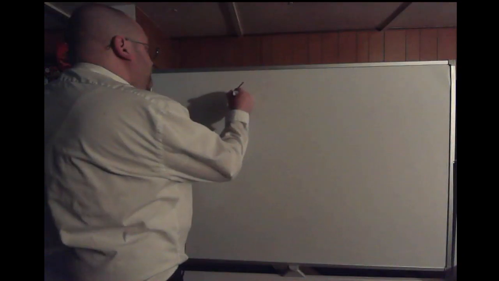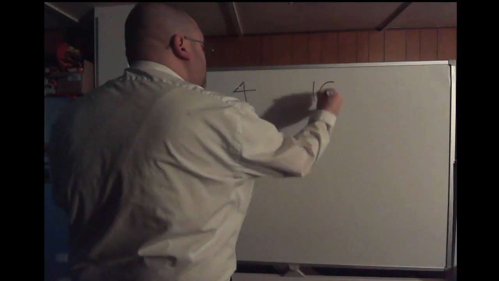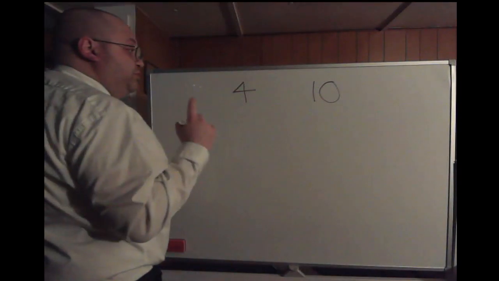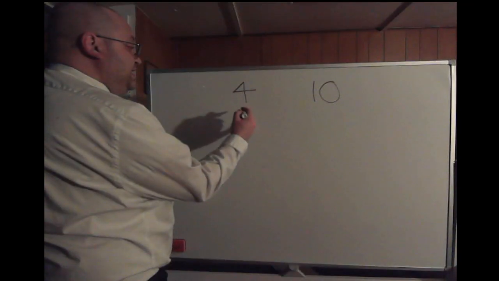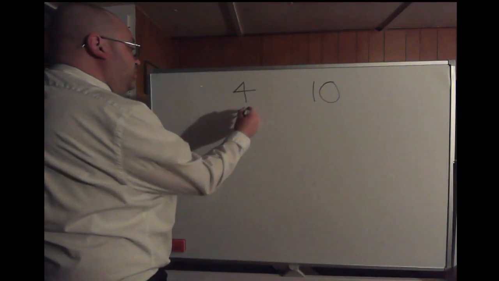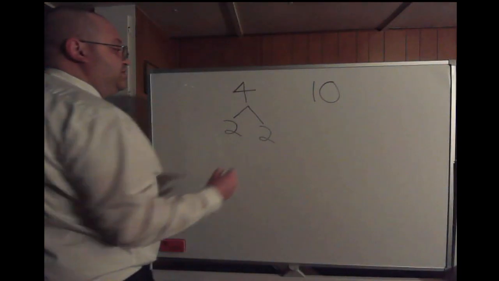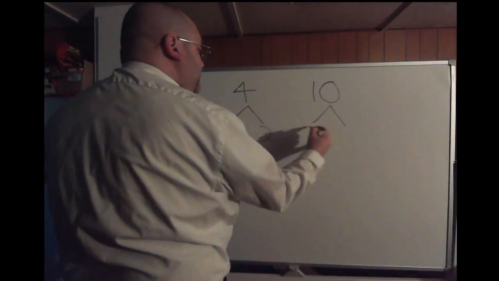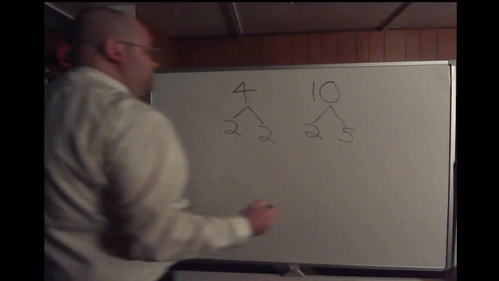So we have the numbers 4 and 10. We want to find the least common multiple of both of these numbers using the prime factorization. So start out by taking the prime factorization of 4, which would be 2 and 2. That's already factored as much as it can be. Then you have 10. Well, you got 2 and 5. That's already prime factored as well.